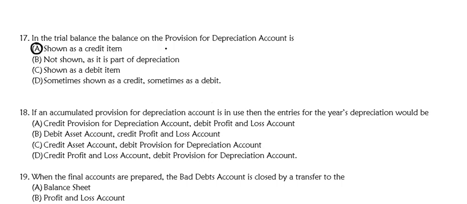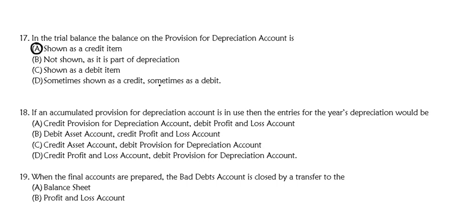So provision for depreciation account always has a credit balance, so it will be shown as a credit item. Remember, it represents a reduction in the value of an asset. So it's a contra asset account. Its balance will be on the credit because a fixed asset account will always show a debit balance. Being a contra asset account, it will have a credit balance in the trial balance because provision for depreciation represents a reduction in the value of an asset.